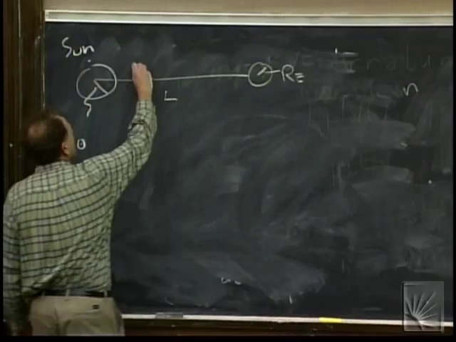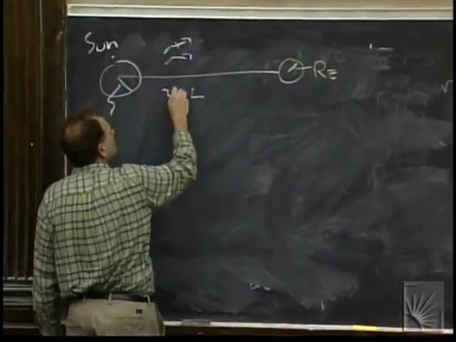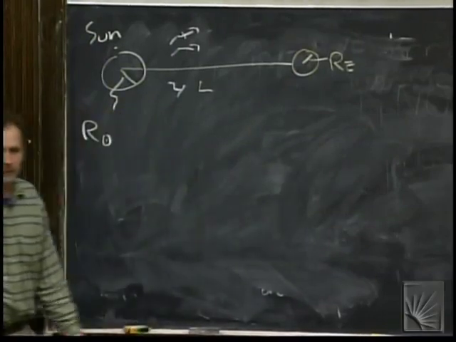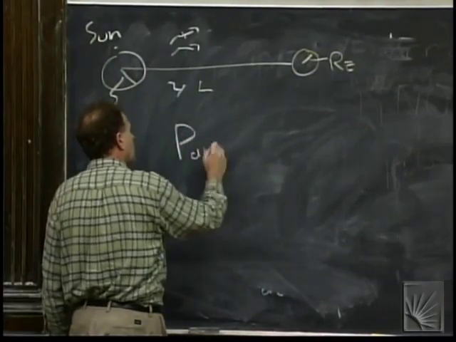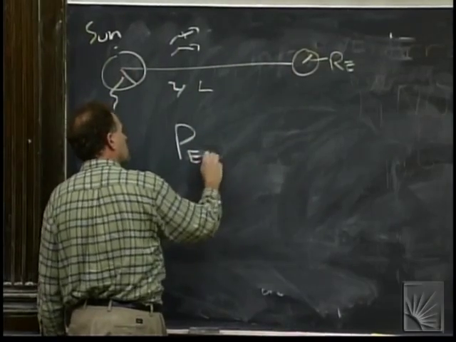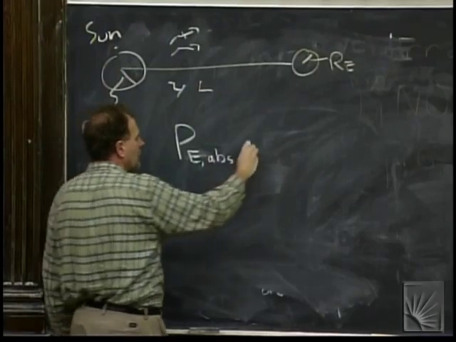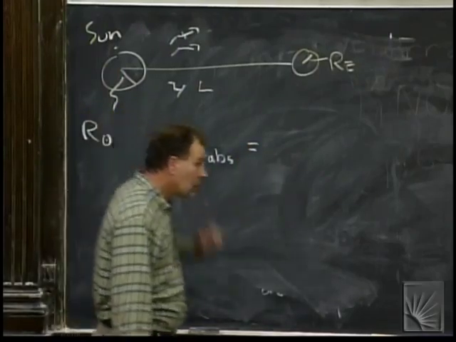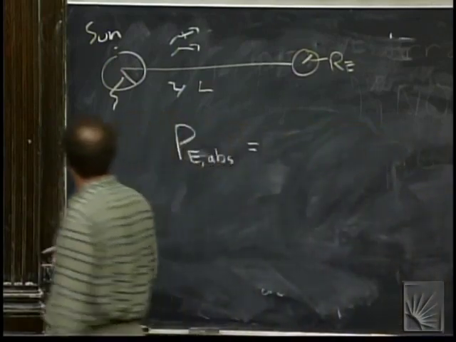And the sun is emitting black body radiation. And the Earth is absorbing it. The power absorbed, let me write it this way, the power absorbed on the Earth, is what? This is the power in a radiation field. And I have to think a second.